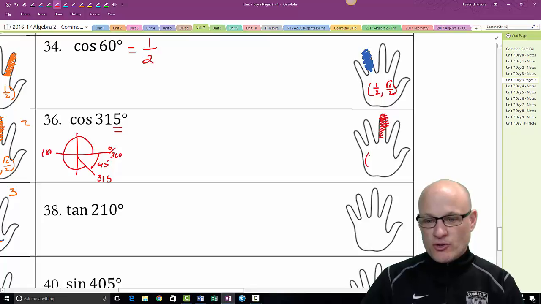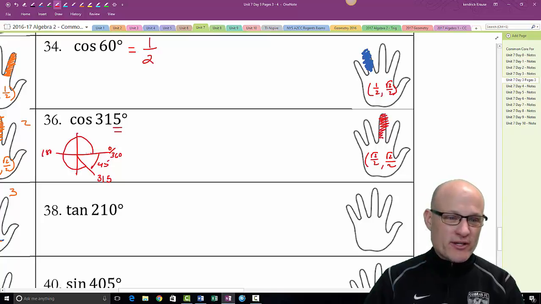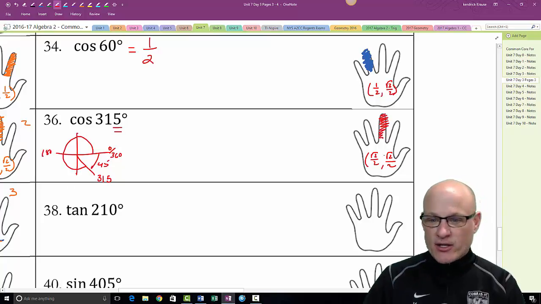So 2 fingers, square root of 2 over 2. And wait a second, we're in this quadrant down here, and sine, or the y values, are negative down there. Well, in this case, it really didn't matter, because I only want the x value, which is the square root of 2 over 2.